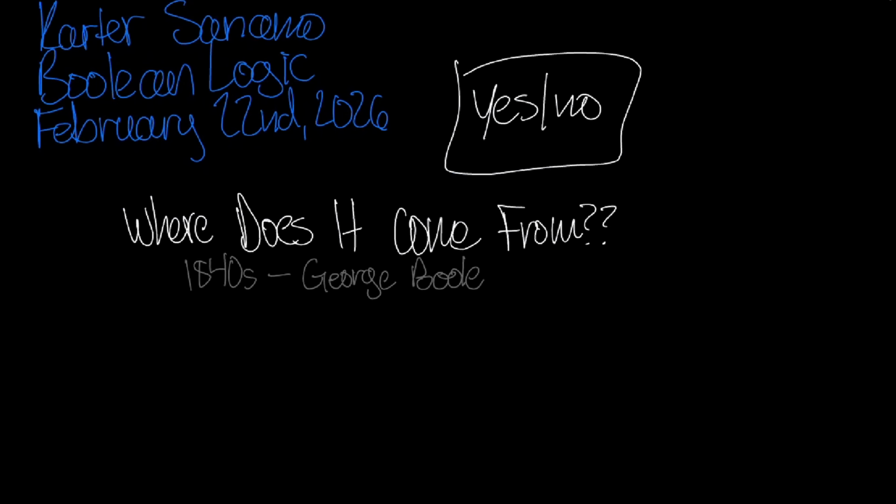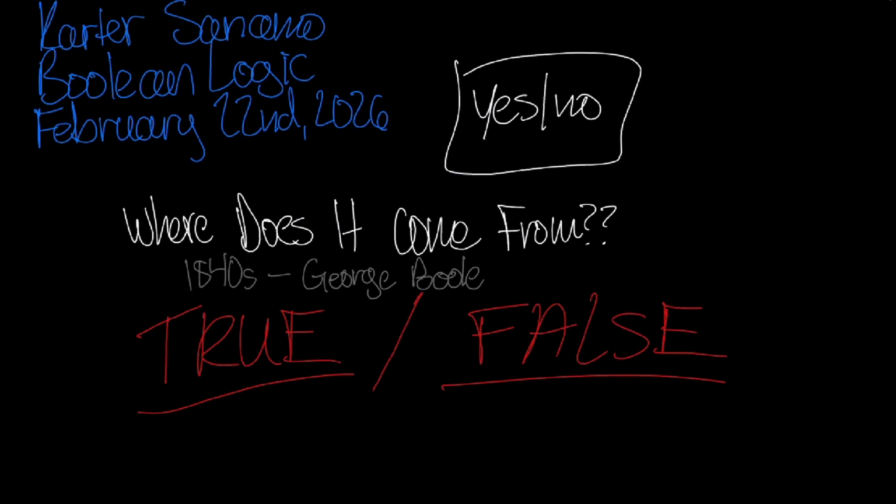So where does it come from? Well, in the 1840s, a mathematician named George Boole developed an algebraic system for reasoning about logic. Instead of working with numbers, he worked with truth values, things that are either true or false, and defined operations that you can perform on them. His goal was to formalize the way that humans reason and to treat logic the way that you treat arithmetic.